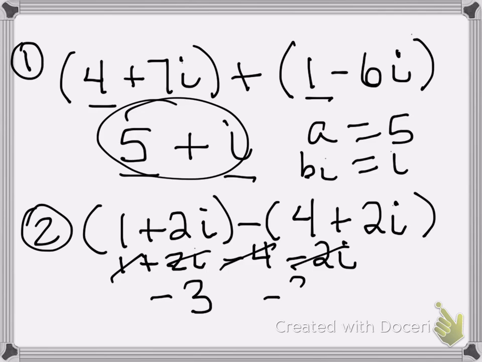Standard form might look something like this: negative 3 plus 0i. But you really don't even have to put that. Just the negative 3 would be fine. Okay. Now then, here's one with a few more terms in it.